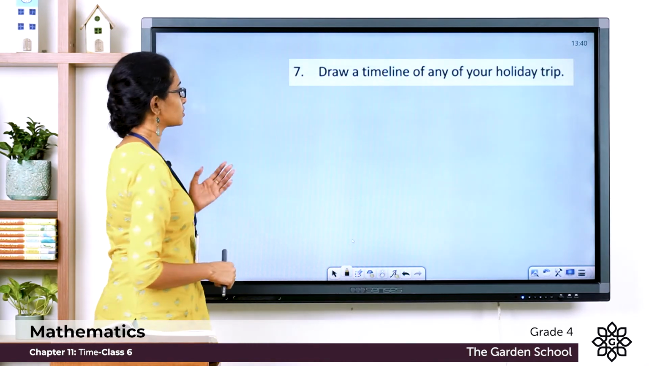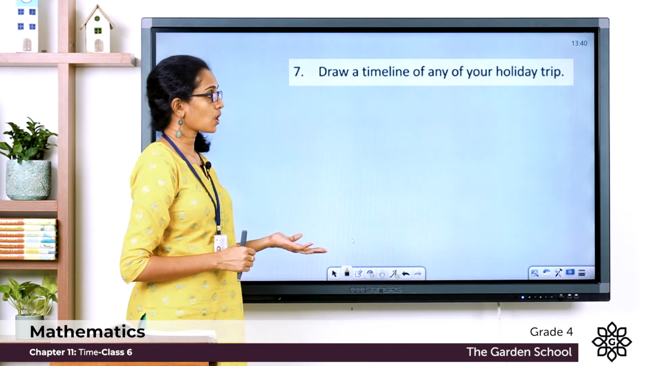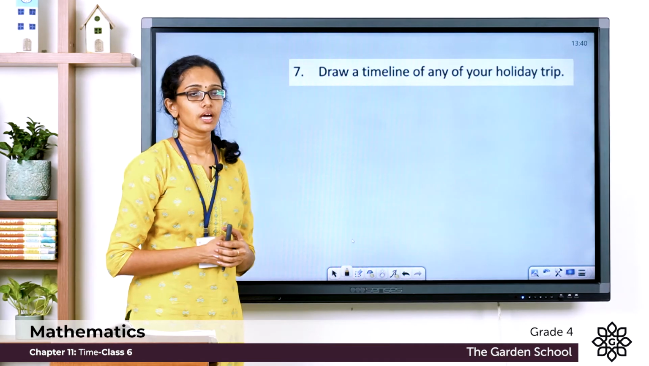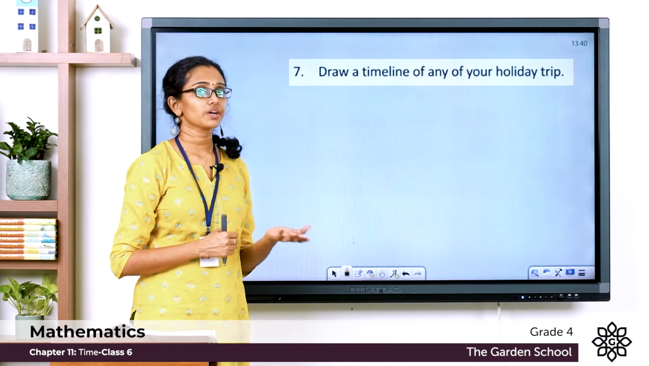Now the next question, draw a timeline of any of your holiday trip. So you may have gone for holiday trips and you have to draw a timeline for that holiday trip. So what is a timeline?